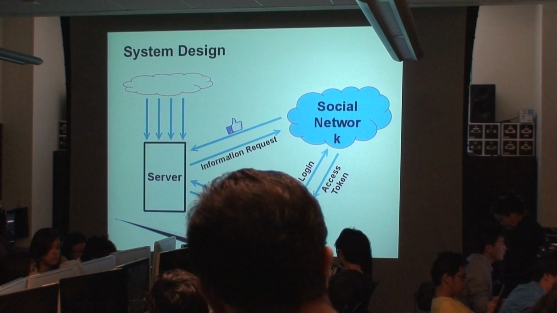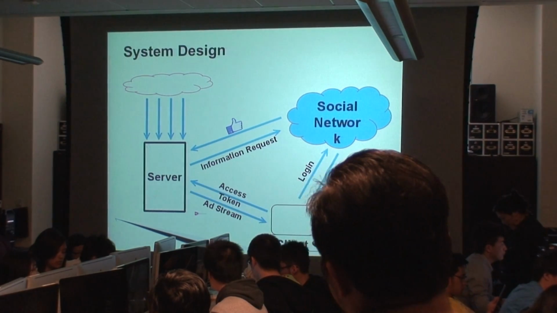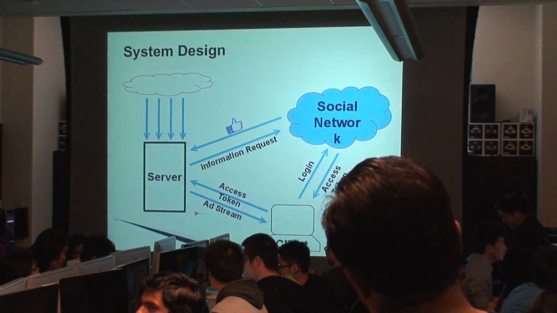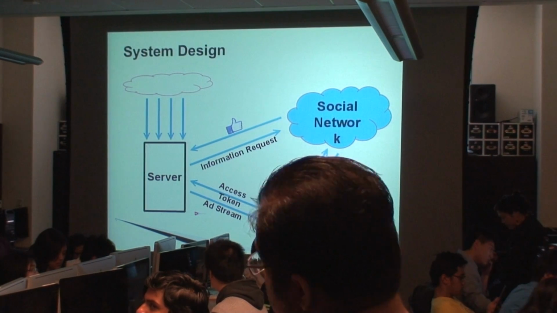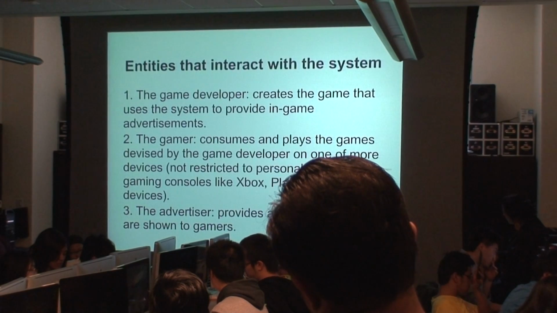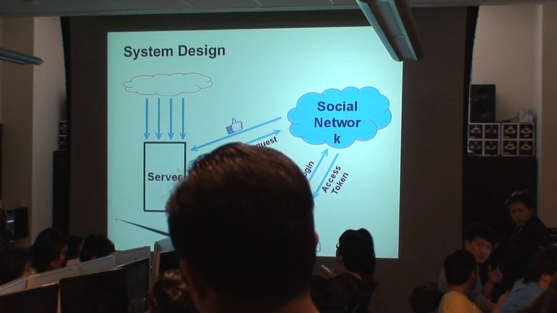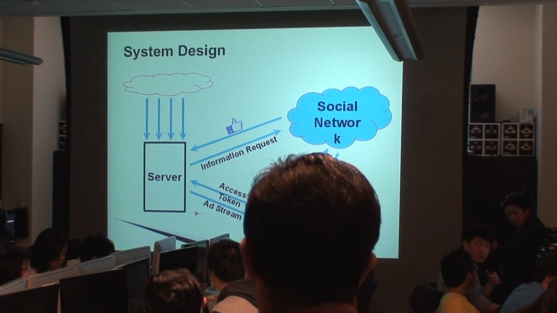So this is the basic system design. On the right-hand side, the cloud is the social network, which the gamer uses to log in and then provide the access token. Then our server gets all the information, and then we serve the ad stream. So the basic entities, as you can notice, are the social network, the client, and on top of the server, the advertisers, which provide the actual ads.